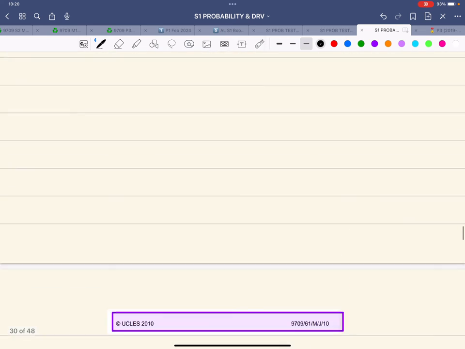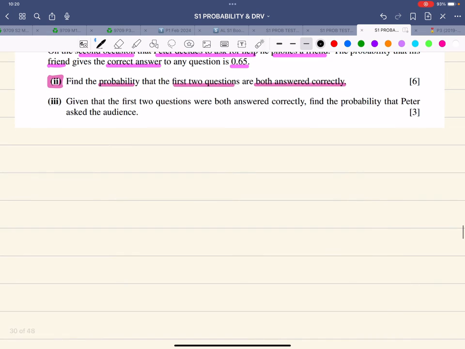Now we are coming to the last part. The question is written at the top. Given that, so let me just change the color. Given that the first 2 questions were both answered correctly, focus on the word given. Find the probability Peter asked the audience.